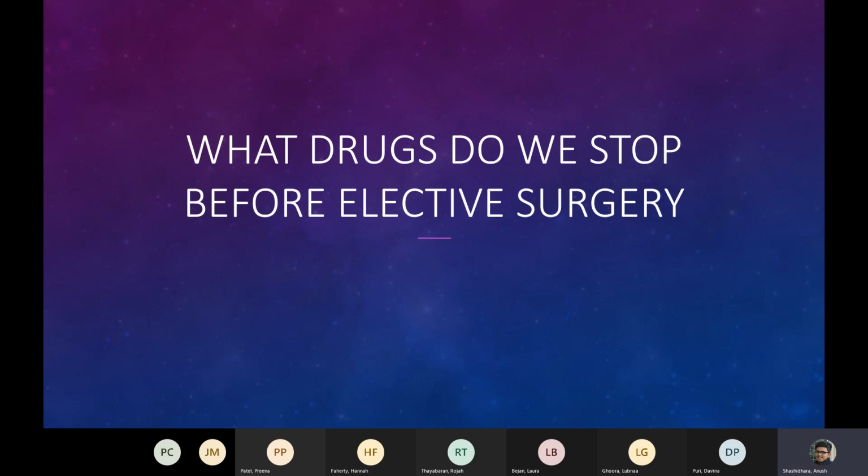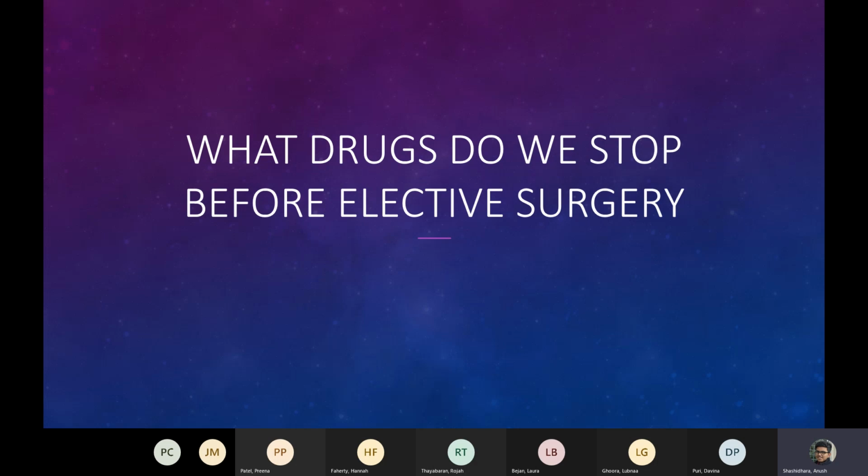Yeah, contraceptive pill. Yeah, definitely. Any idea why? It's more of a post-op complication thing. Yeah, exactly. Your increased risk of DVTs and clots. Yes, that's exactly why. Good. So yeah, those are like the big groups.